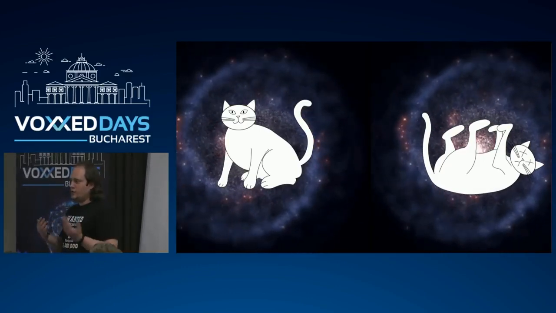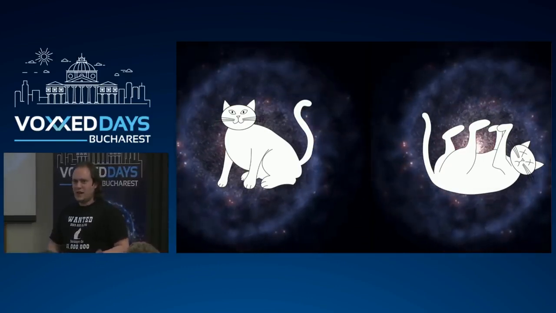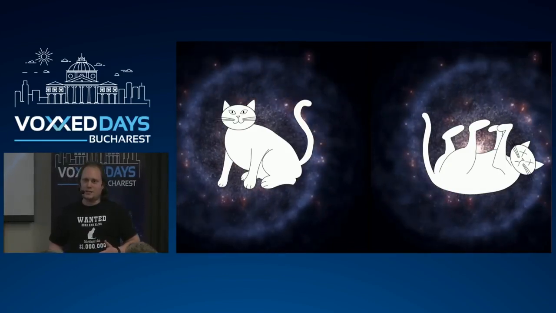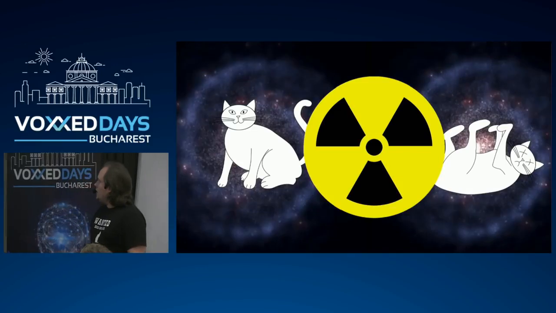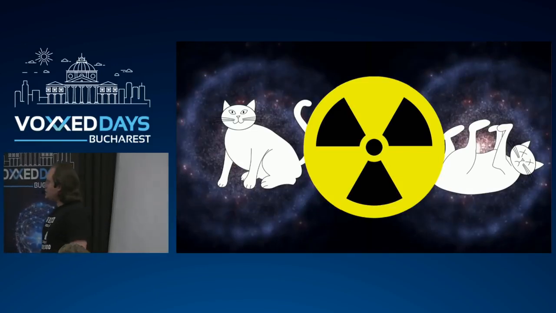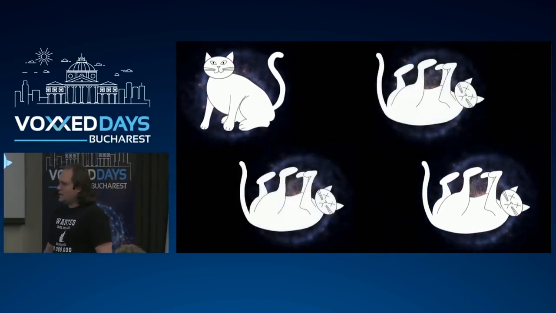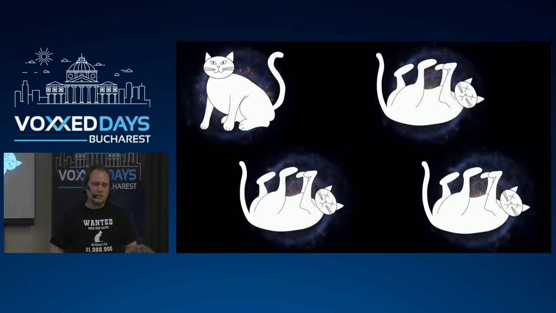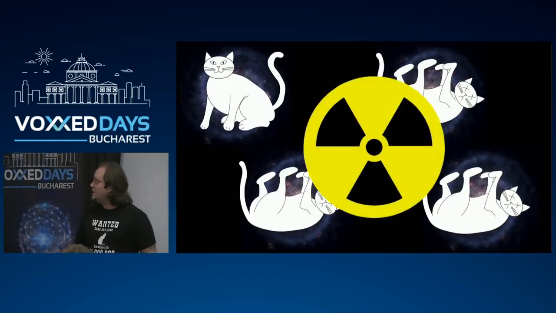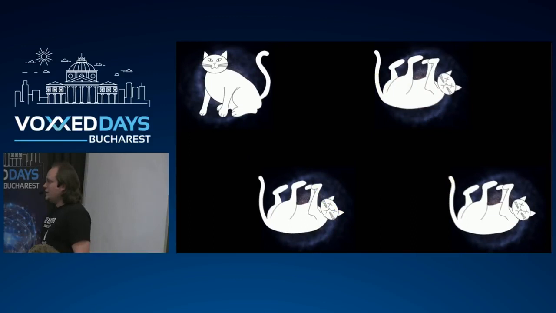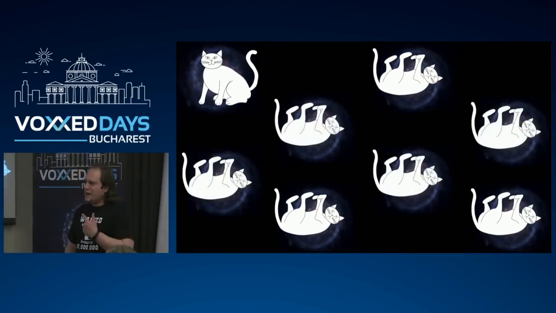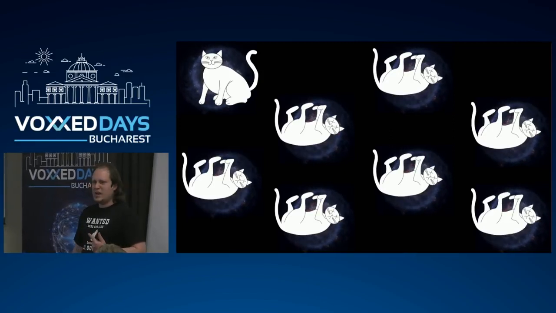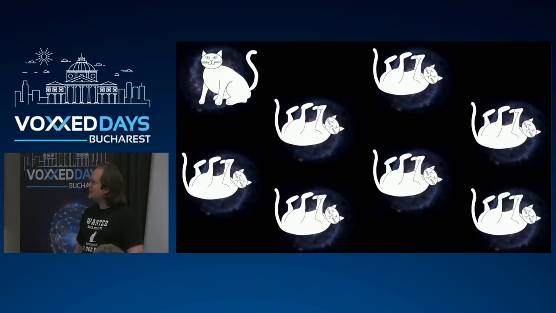So in one universe, you have a live cat. In one universe, you have a dead cat. And of course, this can happen again if you have another radioactive event, quantum event, giving you four universes, and again, giving you eight universes. You get the picture. Now, one thing you may notice on this slide is we have rather many dead cats.